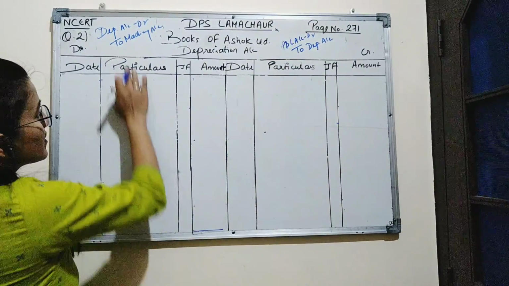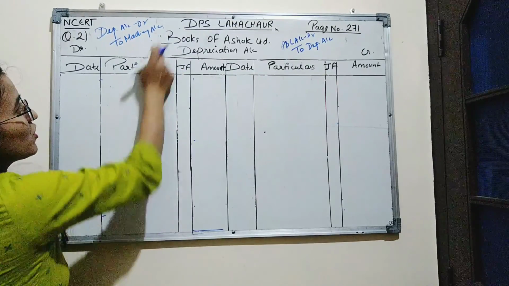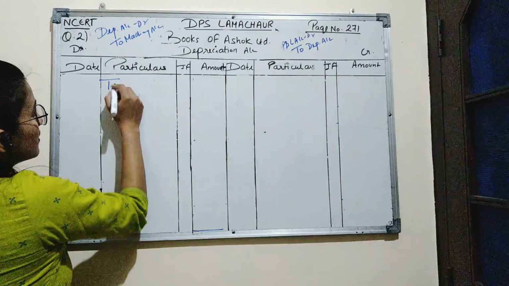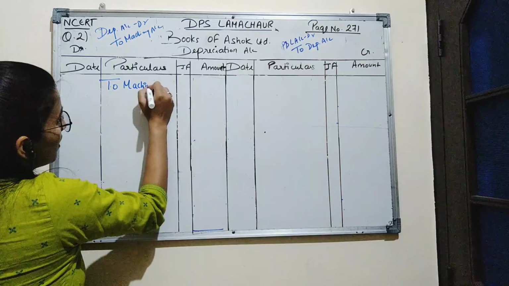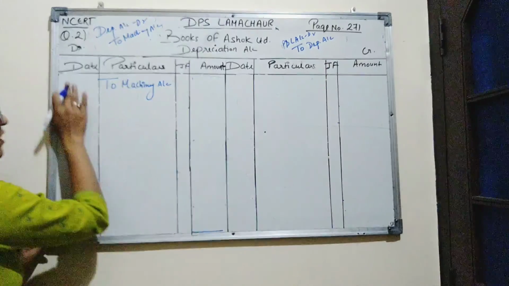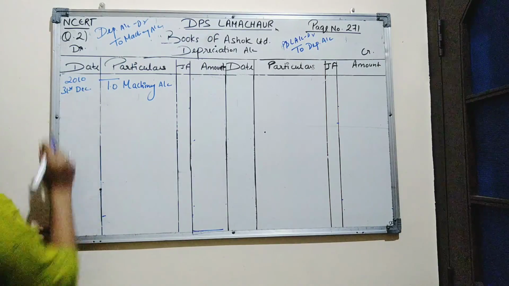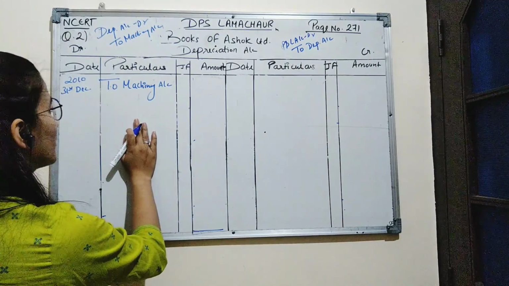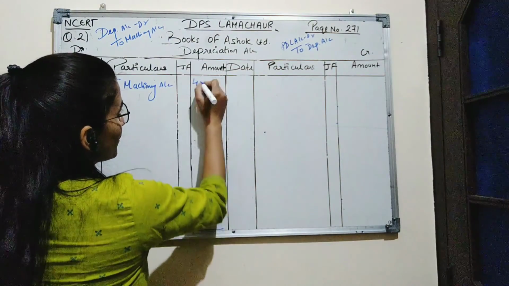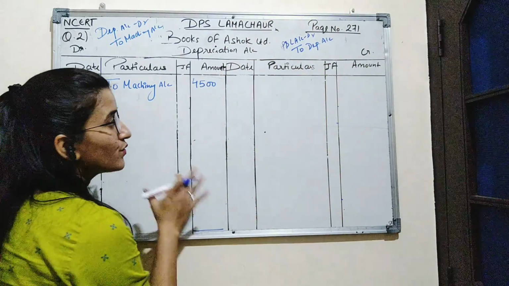So while posting this entry on the depreciation account, we will record the machinery account on the debit side because machinery account is credited here. So while posting, we'll write it on the debit side as to machinery account. As depreciation is charged at the end of the year, the date here will be 2010, 31st December. This is the depreciation amount for the first year, which is 2010. The amount is, we know, the depreciation for the first year was 4,500 because the machinery in the first year was used for 6 months.